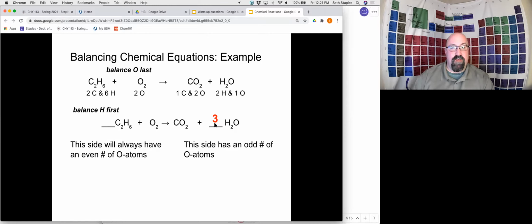With this 3, we can never have anything except an odd number of oxygens on our product side. And so that does present us with an issue. That presents us with a bit of a problem. If you do run into that, if you recognize that situation, then go ahead and just double your number there. Make it 6 H2Os instead.